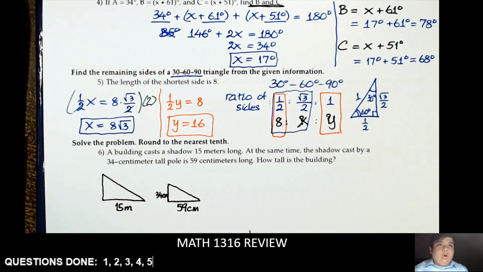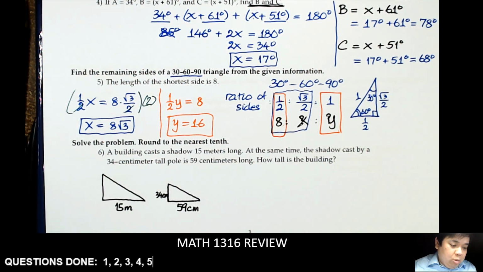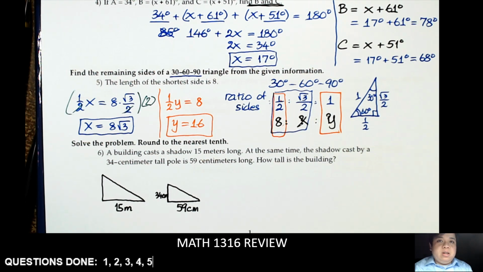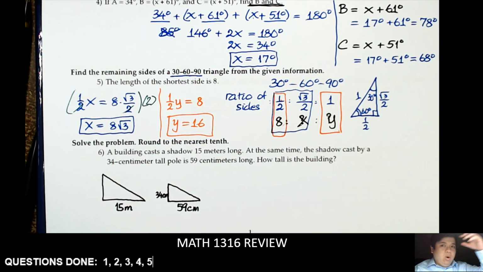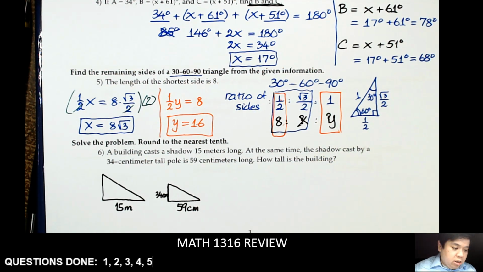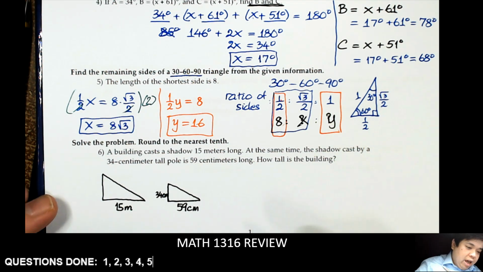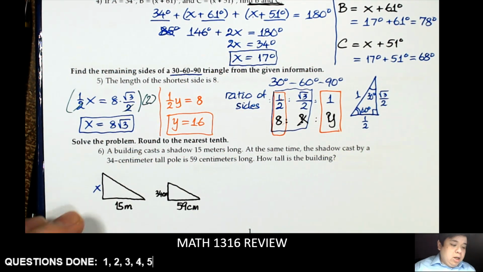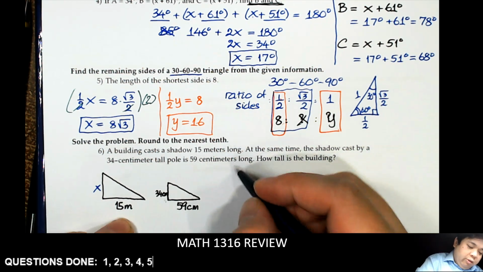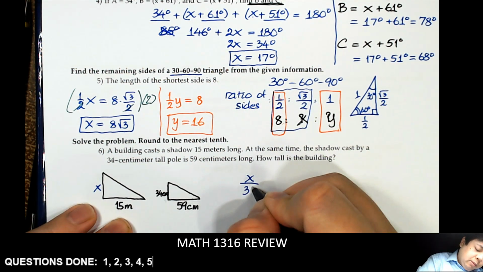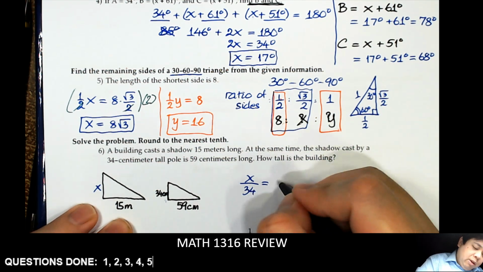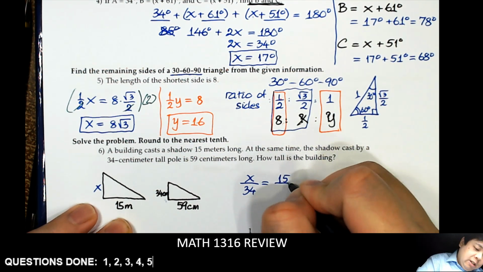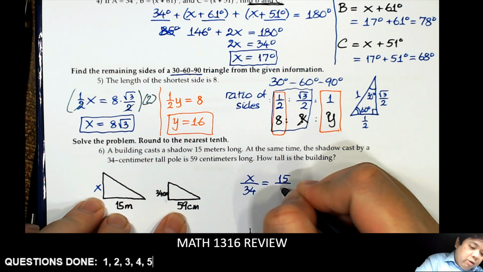So these two triangles we assume to be similar, because at the same time the angle of the sun should be the same. Therefore, they are proportional to each other. So let the height of the building be x. So we have the ratio of x over 34 is the same as 15 over 59, sorry.